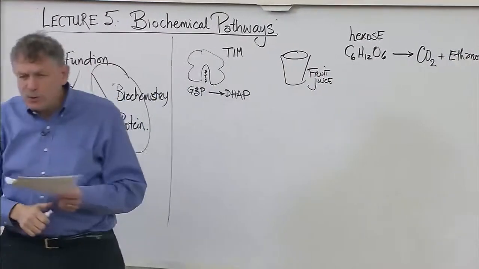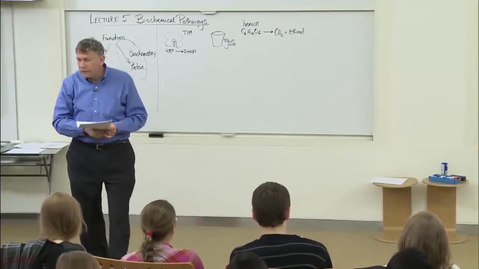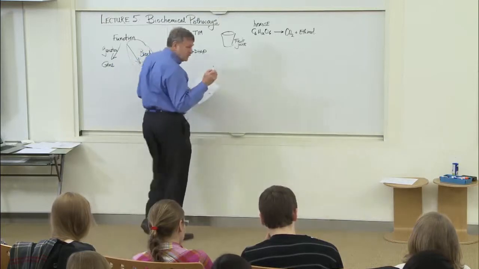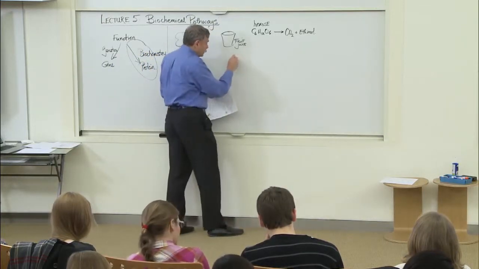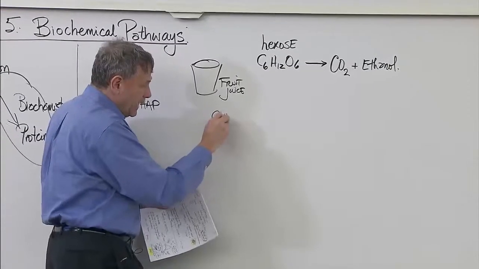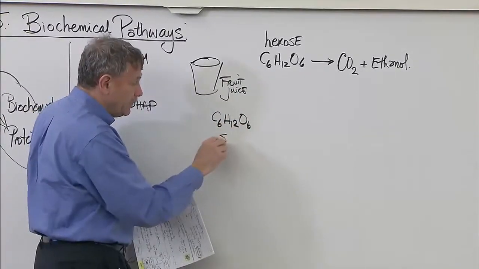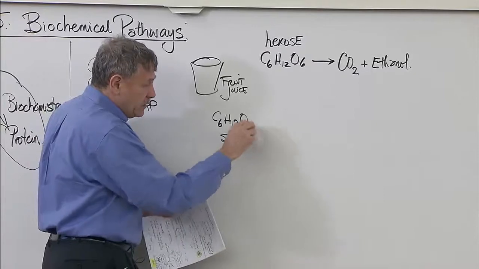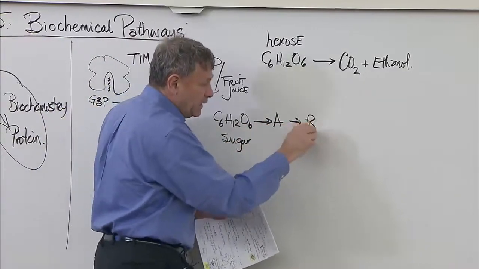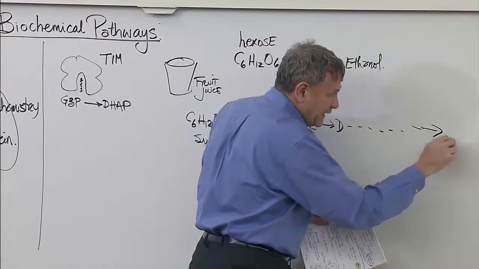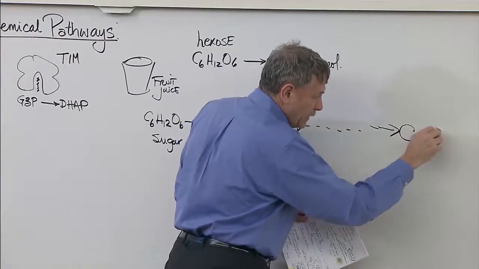How does it do that? Does it do that in one magic step? No. It turns out it does it via a pathway of steps. It starts with our molecule, our hexose, C6H12O6, our sugar here, and it passes it through steps: A goes to B, goes to C, goes to D, until it finally gets to our final products here.